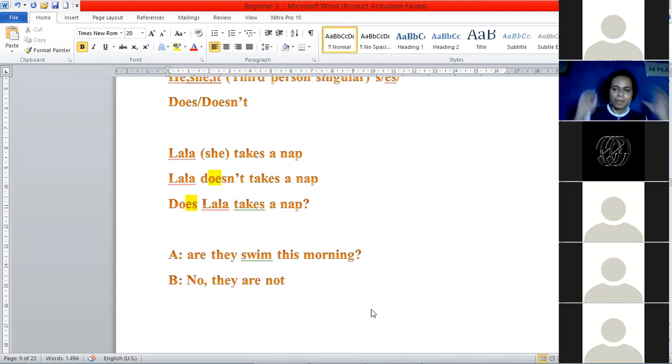Okay, this one's right. I disagree with Putri. Why? Because in my opinion, "are" is for sentences that have no verb, while in here there is a verb, swim. So maybe: do they swim this morning? No, they don't. Yeah, good.